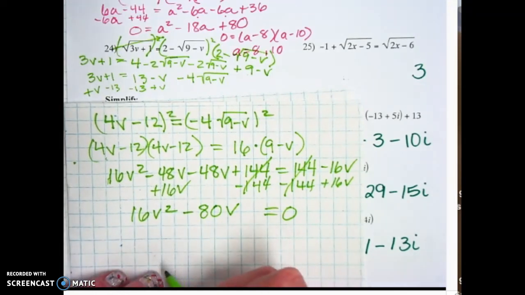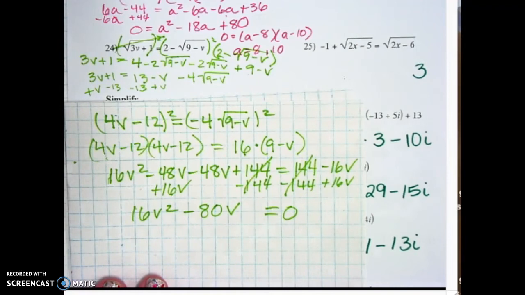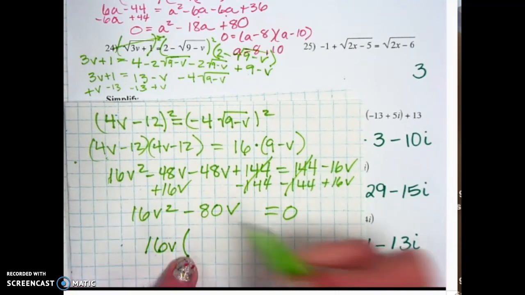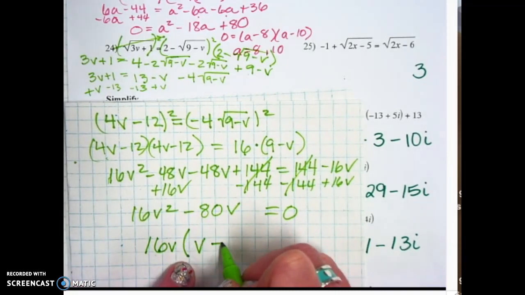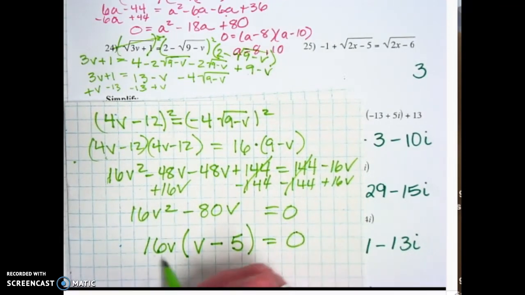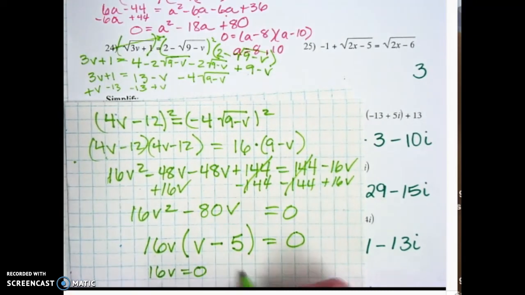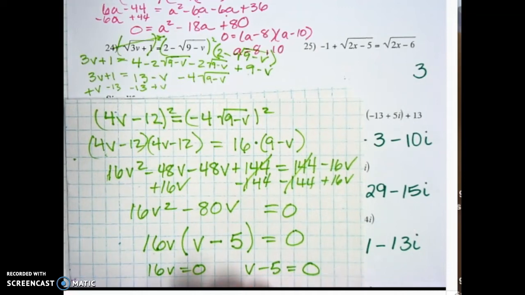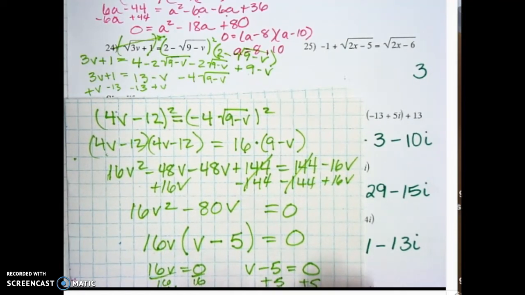So we want to factor out, what's the GCF? Just 80 divided by 16, go in there evenly? Yes, 5 times. So if I factor out a 16v, I've got v minus 5 equal to 0. So either 16v equals 0 or v minus 5 equals 0. And this one, when we divide by 16, we get 0. When we add 5 to both sides, we get 5.